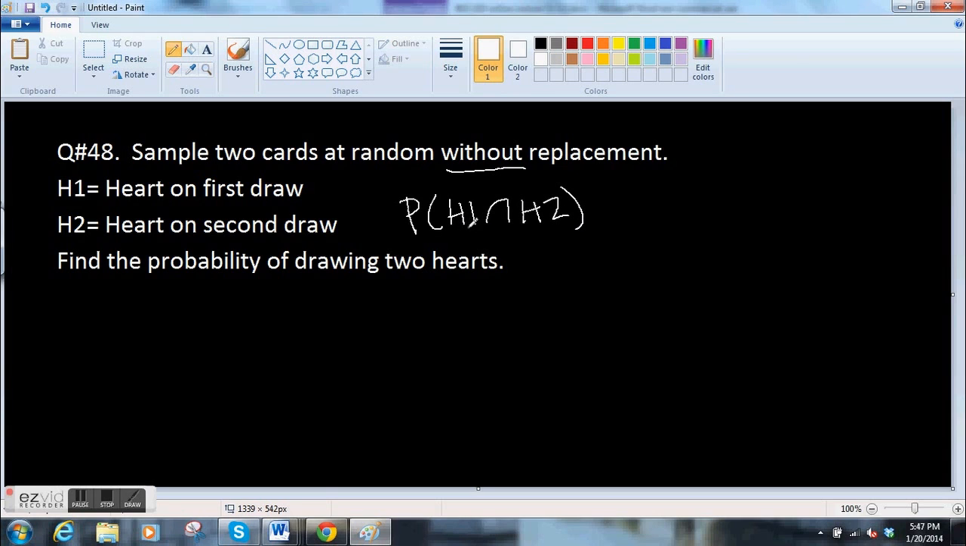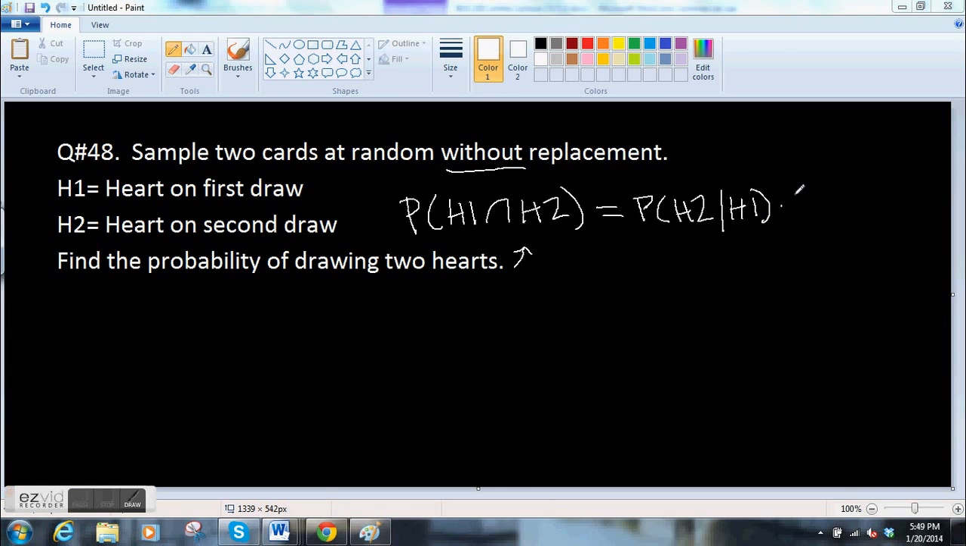That's the probability of getting a heart on the first draw and a heart on the second draw. You can see that if you draw 2 hearts, that means you got a heart on the first draw and a heart on the second draw. So these 2 sentences are the same. So now we use our conditional probability. So this is equal to the probability that we get a heart on the second draw, given that we got a heart on the first draw, times the probability that you got a heart on the first draw.